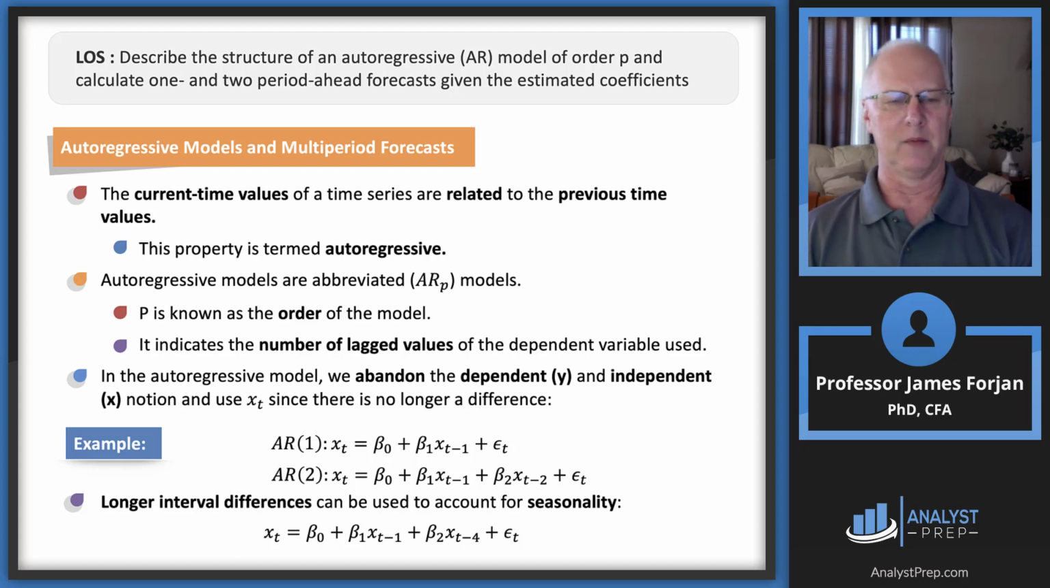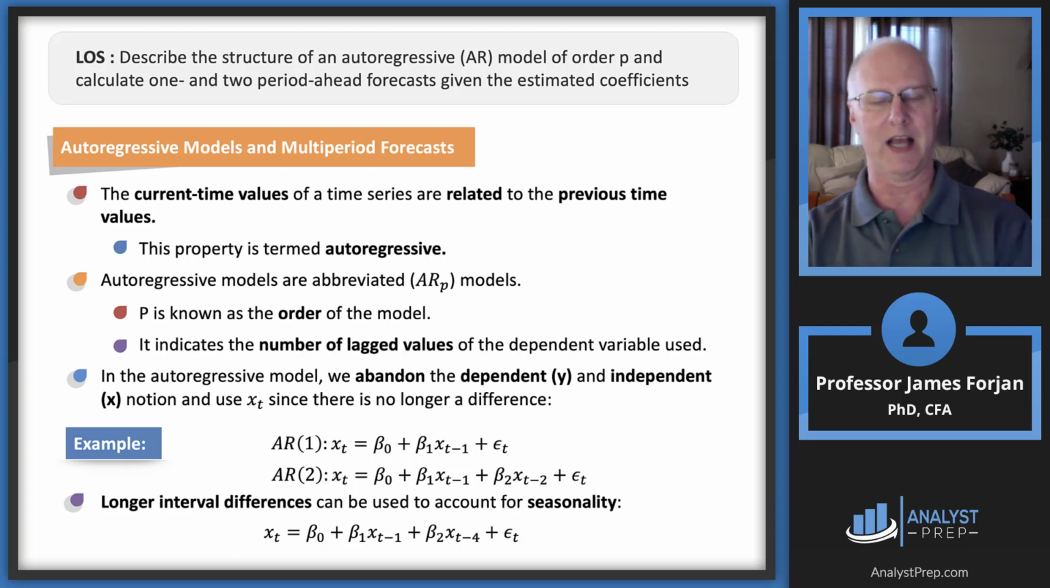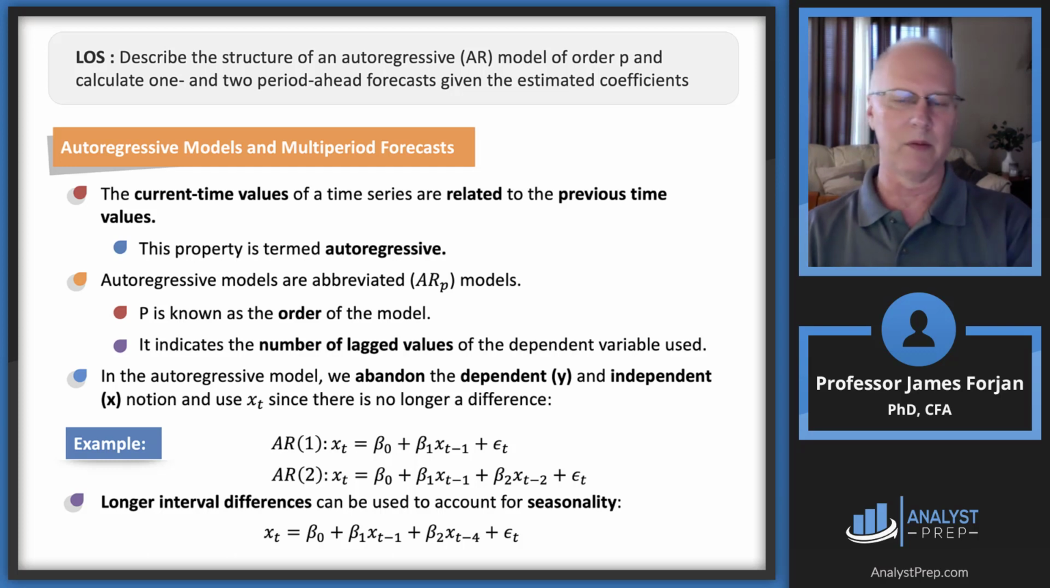And then look at the purple teardrop point down there. Longer interval differences can be used to account for seasonality. We'll have a pretty cool example later on in the slide deck. So notice on the right-hand side of the equal sign, among the independent variables, there's an xt minus 1 and then an xt minus 4. We're probably just assuming here that we're looking at quarterly data. So we go back 4 quarters because maybe there's seasonal data.